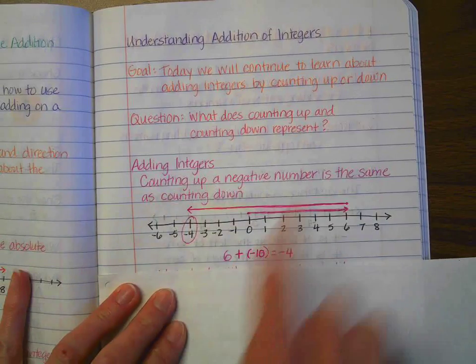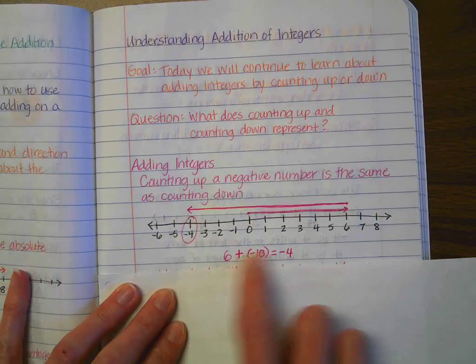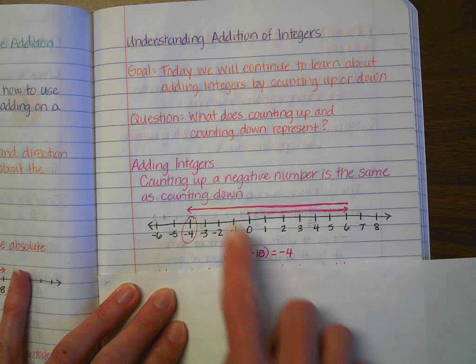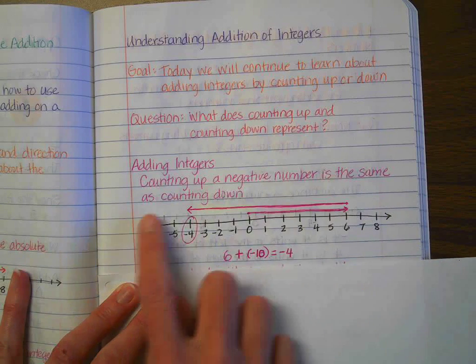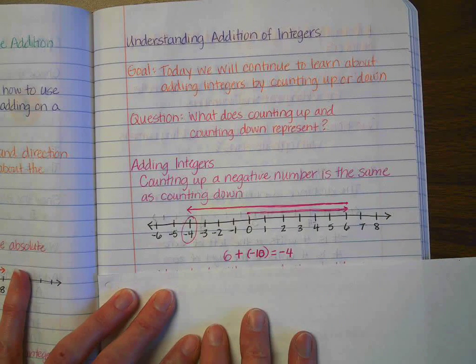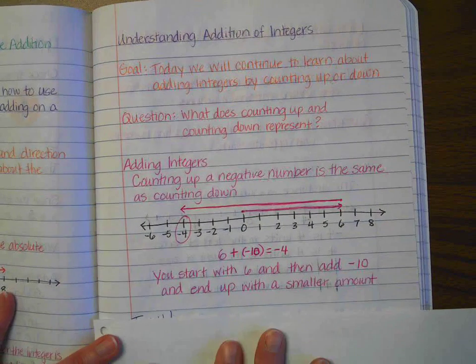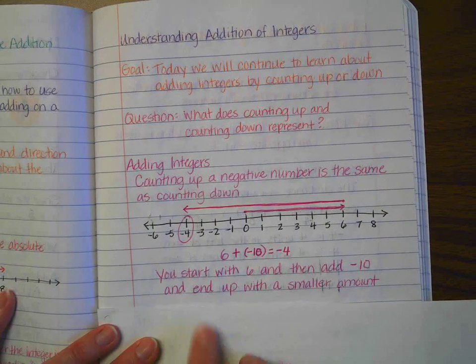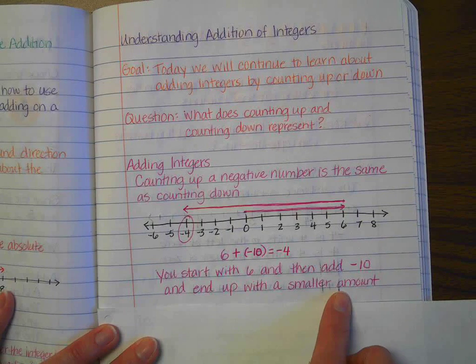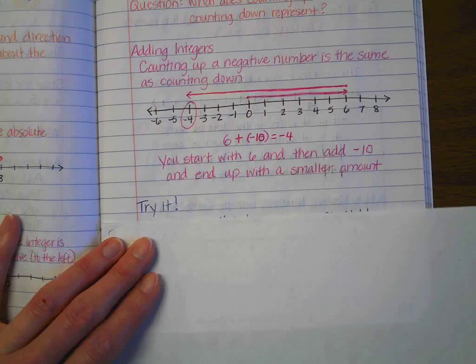So counting up a negative number, this is a negative number. Counting up means you're adding. So counting up a negative number is the same as counting down. So your arrow's doing the opposite. Okay? You start with a 6, and then you add negative 10, and you end up with a smaller amount. Okay? All right, so let's look at the next one. We're going to try a couple.